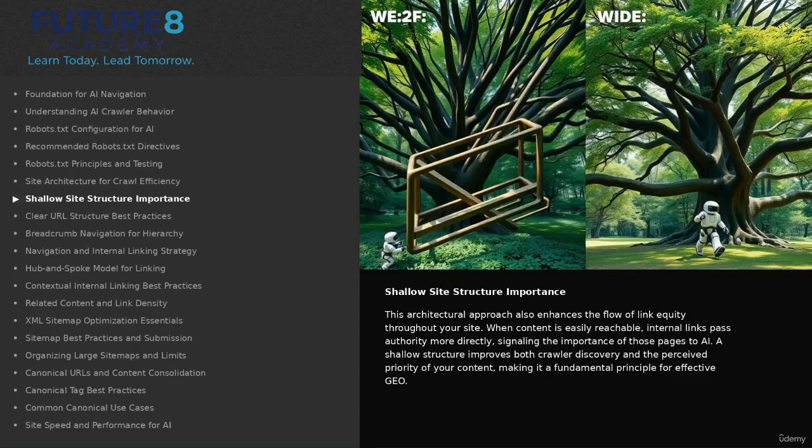This architectural approach also enhances the flow of link equity throughout your site. When content is easily reachable, internal links pass authority more directly, signaling the importance of those pages to AI. A shallow structure improves both crawler discovery and the perceived priority of your content, making it a fundamental principle for effective GEO.